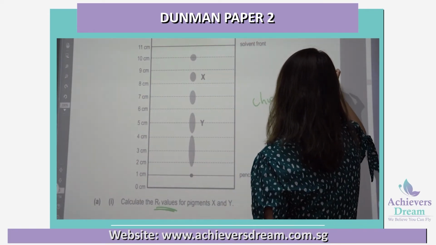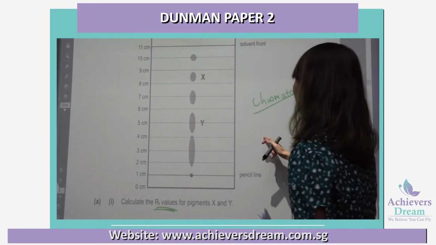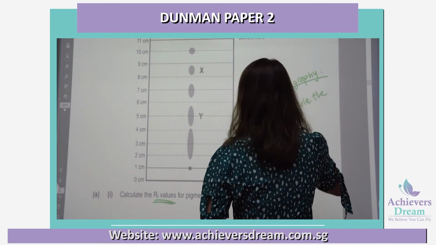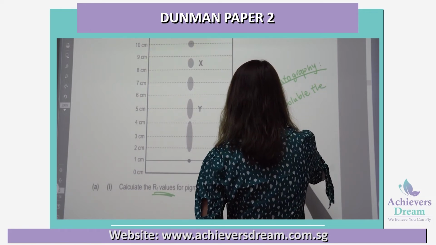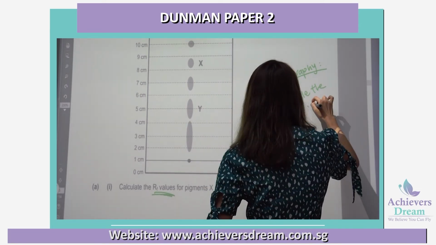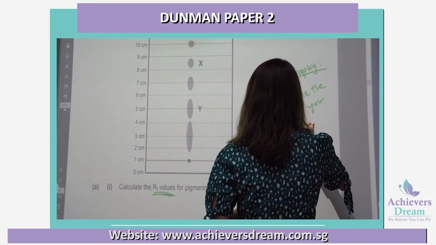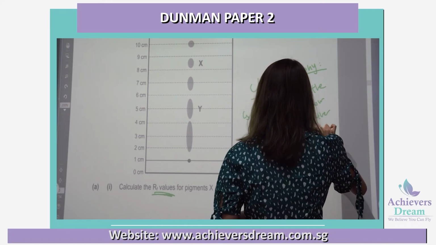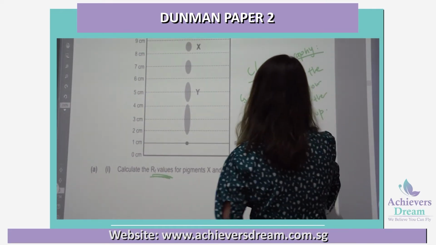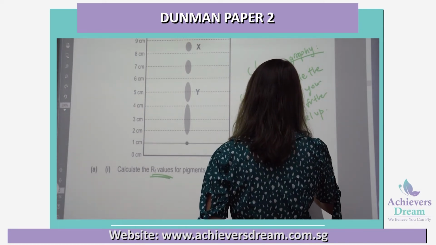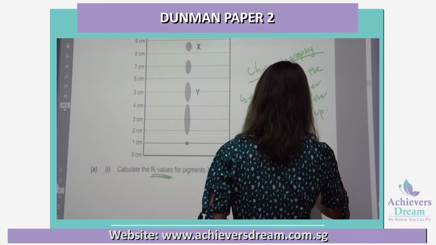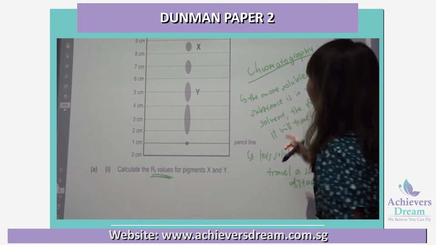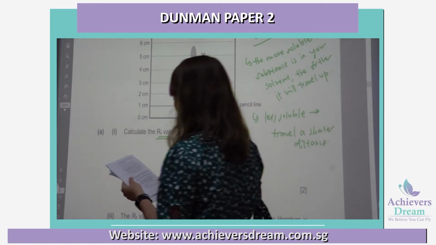Alright. So, chromatography, what is the whole idea behind chromatography? The more soluble the substance is in your solvent, the further it will travel. It will travel up your solvent, correct? Whereas the less soluble, it will travel a shorter distance. Okay? So, okay, RF value. How do we calculate the RF value?